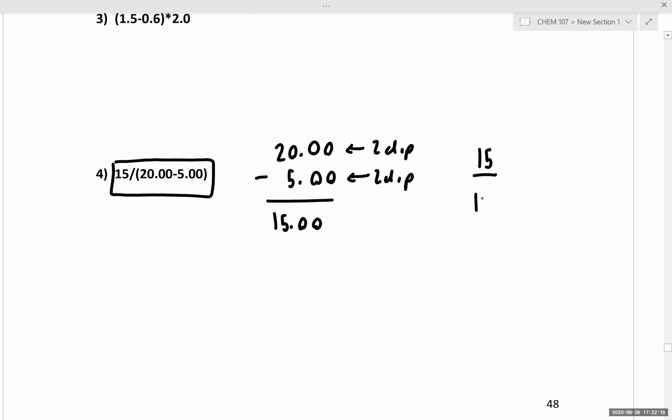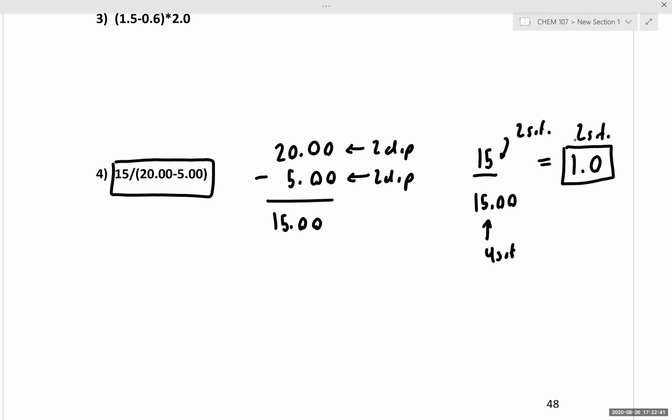So we have 15 over 15.00. Looking at our sig fig rules, our top number has 2 sig figs, our bottom number has 4 sig figs. So our final answer should have 2 sig figs, and we'd write our final answer as 1.0. So you follow the sig fig rules for each step individually, following order of operations. Does this make sense? Any questions on this example?